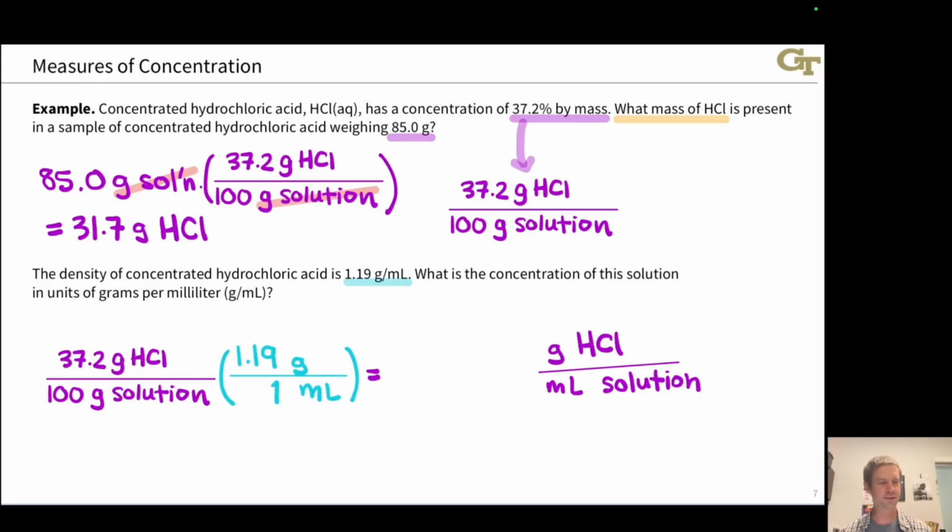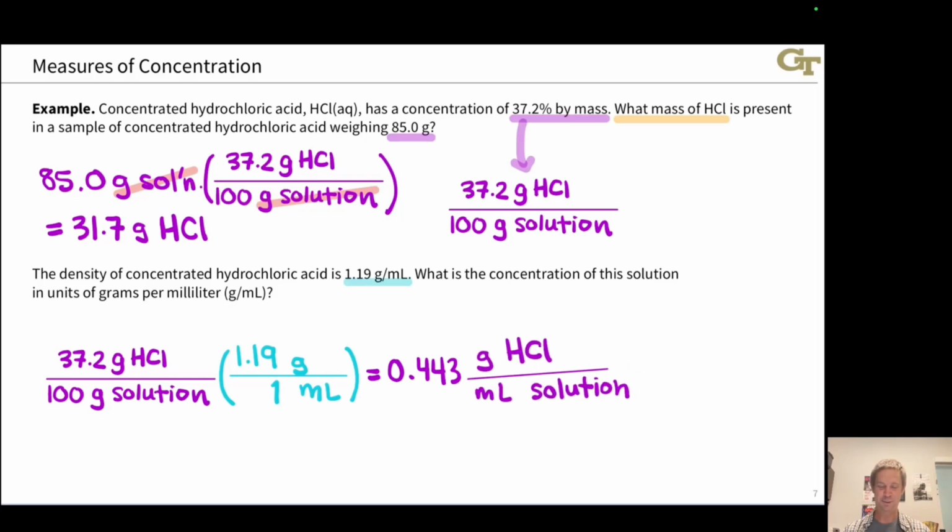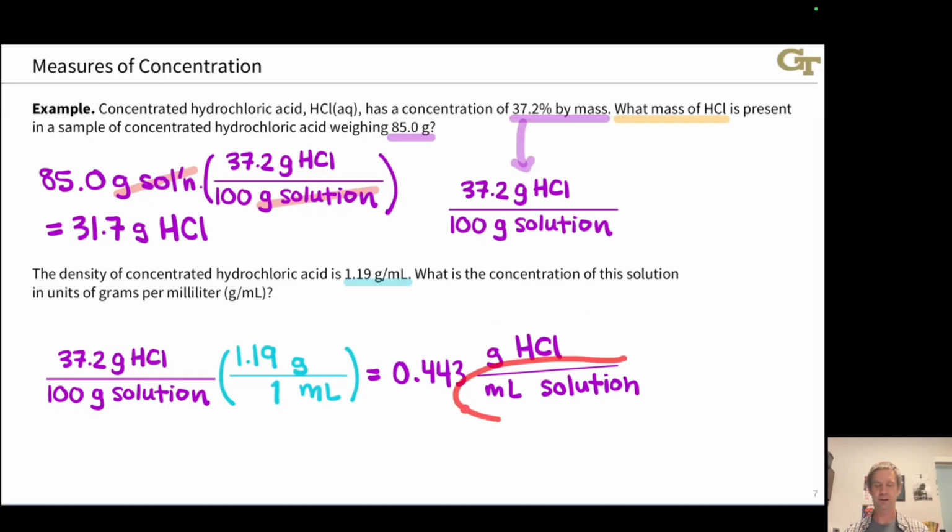And so when all is said and done here, we end up with 0.443 grams of HCl, and actually the units are already there, right? Grams of HCl per milliliter of solution, and I like being very explicit, especially when we're first starting out with concentration, about grams of what and milliliters of what. Here we're referring to concentration, the grams of the HCl solute per milliliter of HCl solution.